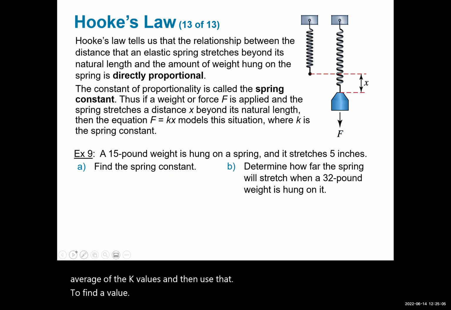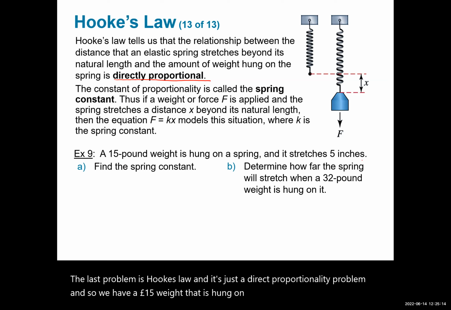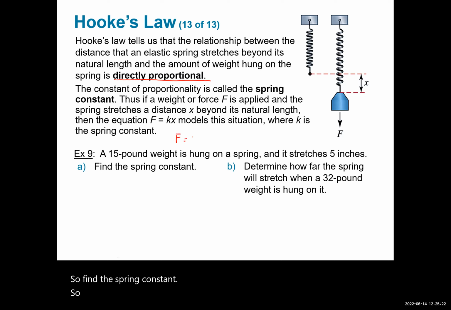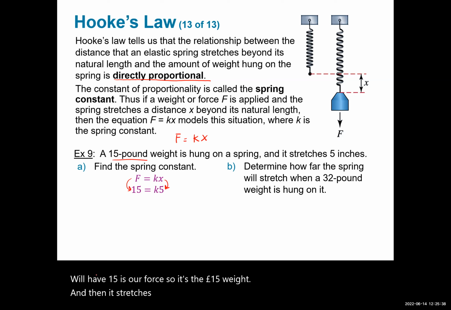The last problem is Hooke's law, and it's just a direct proportionality problem. And so we have a 15-pound weight that is hung on a spring and it stretches 5 inches. So find the spring constant. So F equals kx. We'll have 15 is our force. That's the 15-pound weight. And then it stretches, that's x, the 5 inches. So let's solve for k. In this case, k is 3.